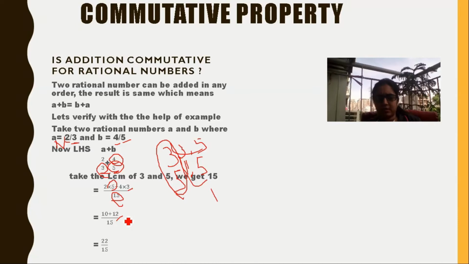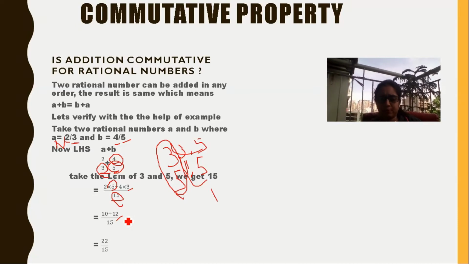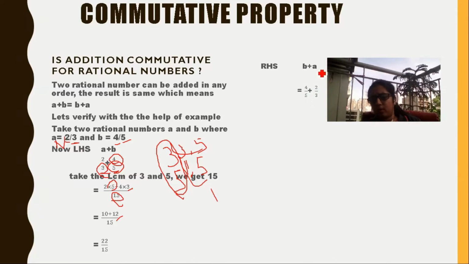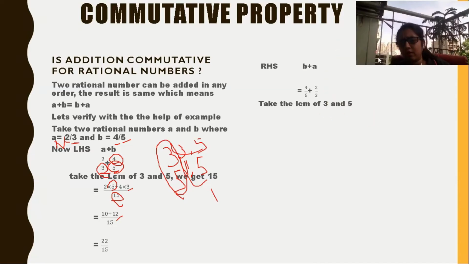When we solve the left hand side, we got 22 upon 15. Now we will take the right hand side. If we get the same number on the right hand side, then we will say that addition is commutative for rational numbers. So let's clarify by taking the right hand side. On the right hand side we will add b plus a, where b is 4 upon 5 and a is 2 upon 3. Now again we will take the LCM of 5 and 3, and we get 15.